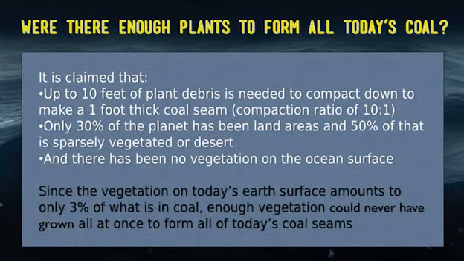Today, our planet is only 30% covered in land and 50% is sparsely vegetated or desert. And there's no vegetation on the ocean surface. So, if we looked at the vegetation today on the Earth's surface, it only amounts to about 3% of the vegetation that's buried in the coal. So, our opponents say there never could have been enough vegetation to have grown all at once, that is in the pre-flood world, to form all of today's coal beds. Well, they failed to do their homework.